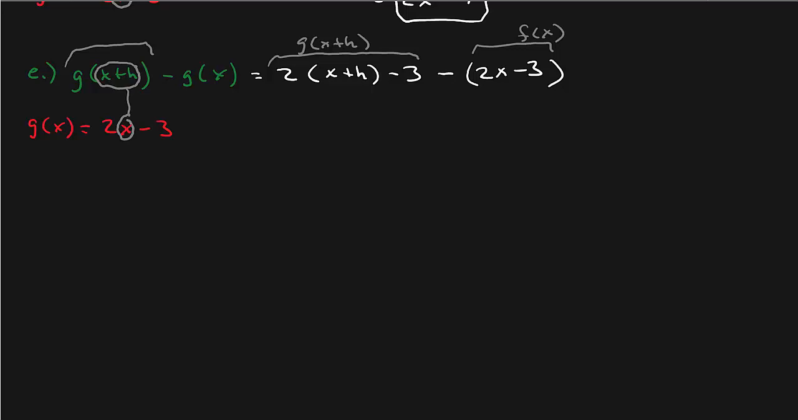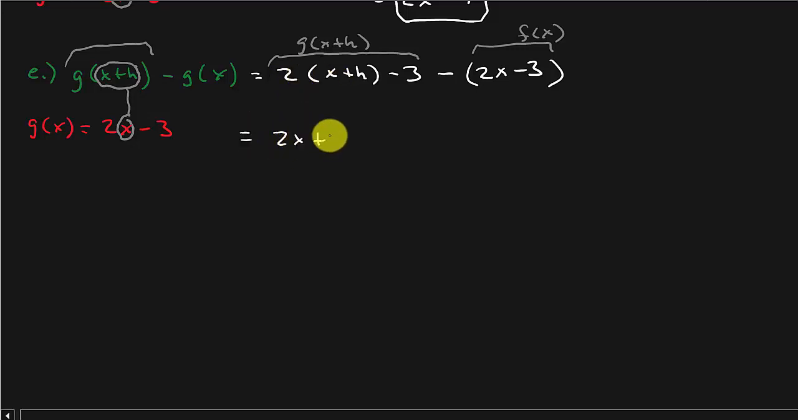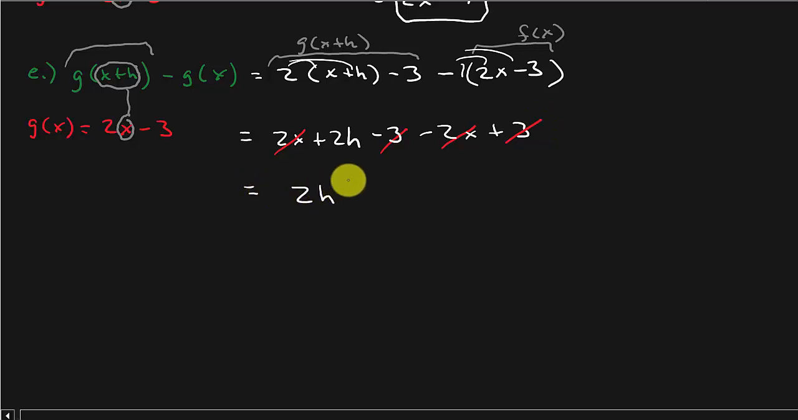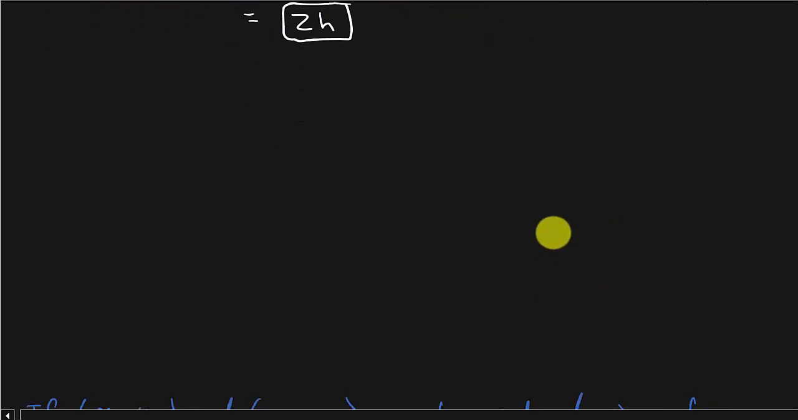Now let's clear the parentheses and combine like terms. So that's going to give me 2x plus 2h, distribute the 2, minus 3, distribute the negative 1, minus 2x plus 3. And then you can see 2x minus 2x is 0, negative 3 plus 3 is 0. And so I'm just left with 2h. And that's my answer there.